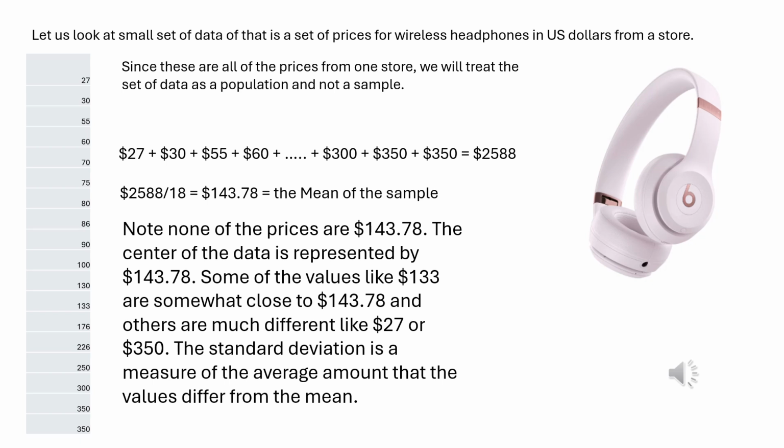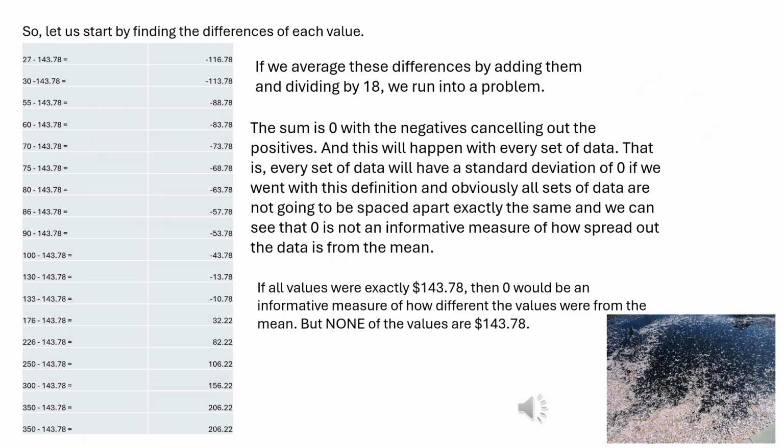The question would be, how much on average do the values differ from the mean? Some of the values, like $133, are somewhat close to $143.78, but others are much farther apart, like the $27 or the $350. Again, the standard deviation is an effort at measuring the average amount that the values differ from the mean. We are going to average the differences from the mean. We need to find the differences from the mean.